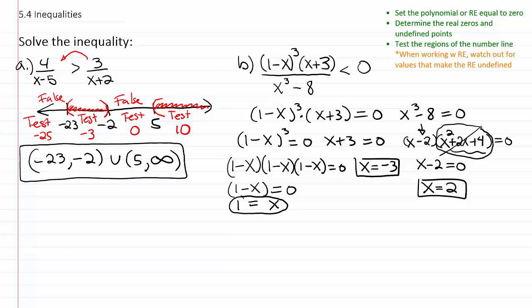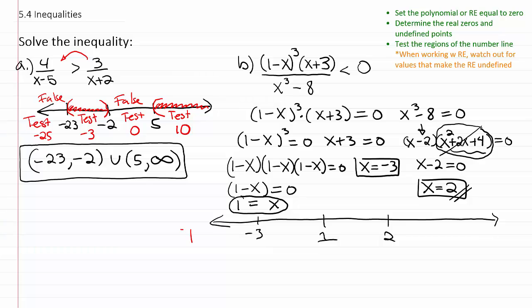So we have 3 numbers that we have to divide up the number line with. Keep in mind again that this one causes the function, or the rational expression, to be undefined. Okay, so we'll divide up our number line at these 3 places. So the first one appears at -3. Then we'll have +1, and then we'll have 2.